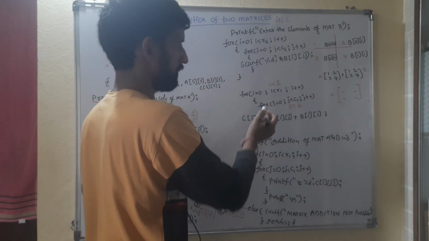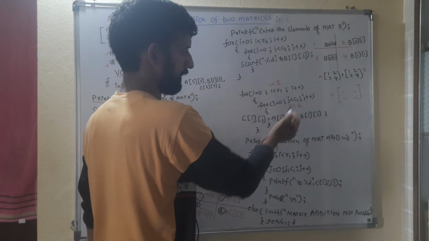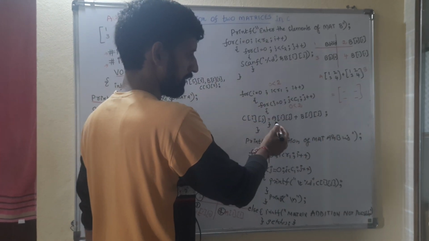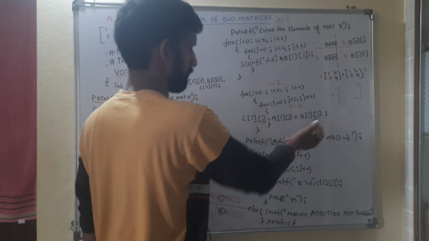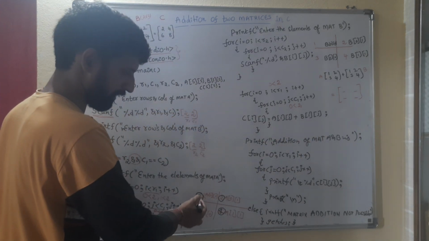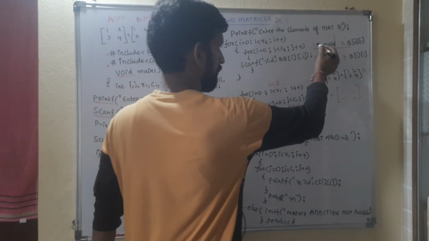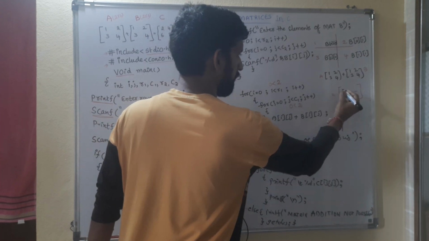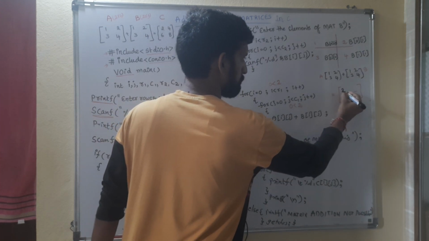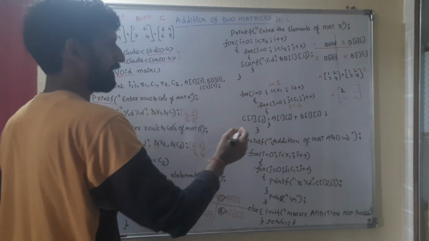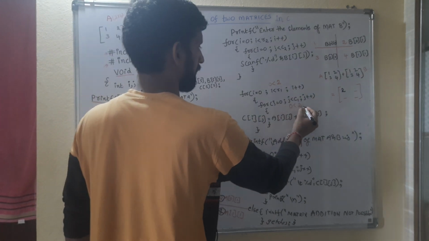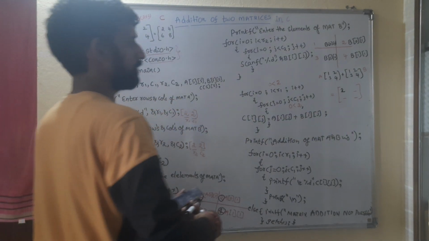Now you see, 0 less than 2, condition true. C of 0 0 is equal to A of 0 0 plus B of 0 0. A of 0 0 value is 1, B of 0 0 value is 1. So it is going to add, this answer will be 2. Similarly, what is going to happen in the next line? J will be incremented by 1.